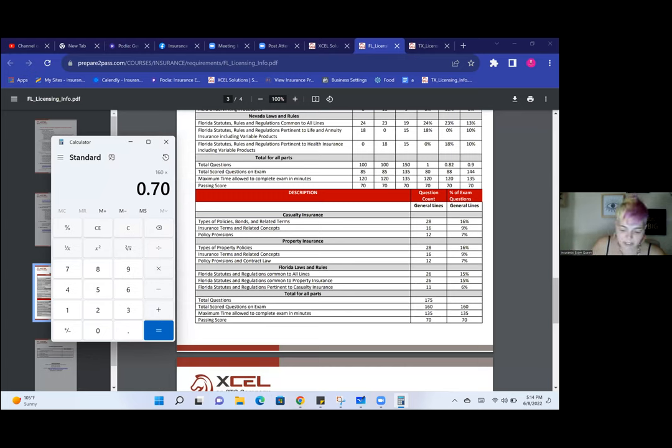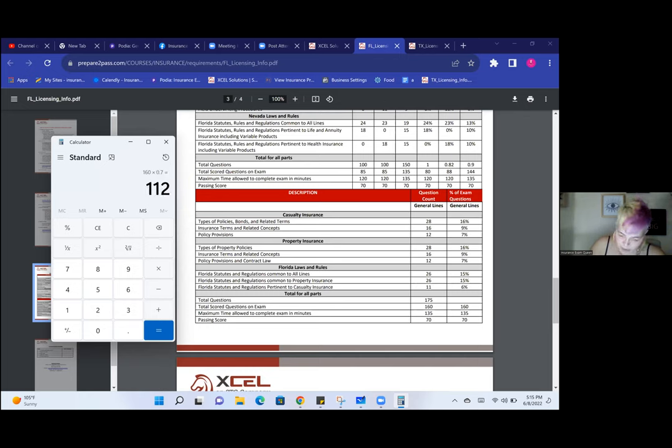You take the number of questions you're being tested on times 0.70, or whatever your pass rate is. If your pass rate is 74, you would do 0.74. If your pass rate is 80%, you would do 0.80, right? So you take that percentage.